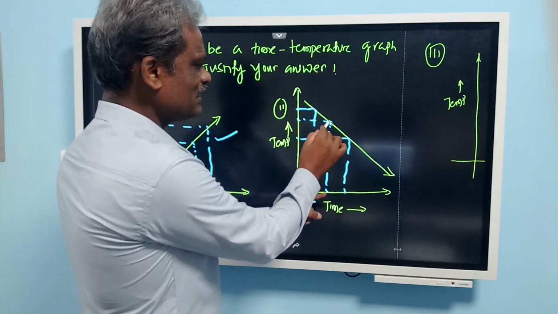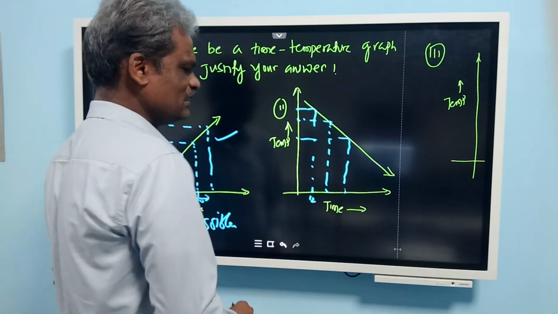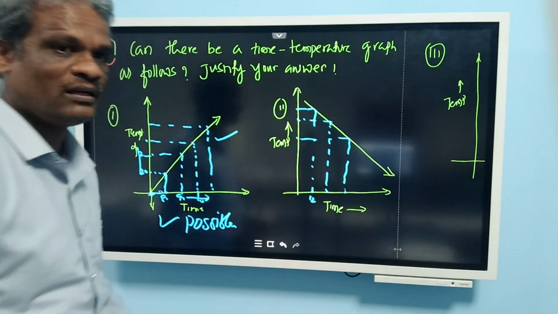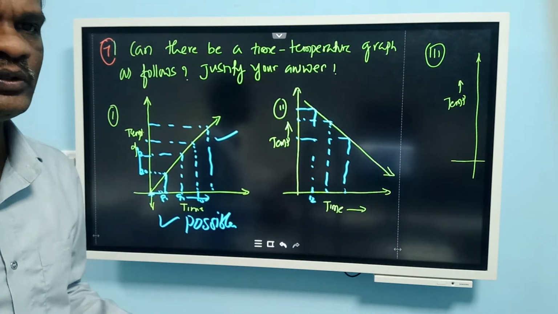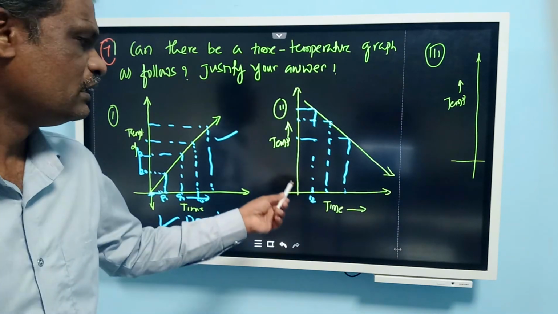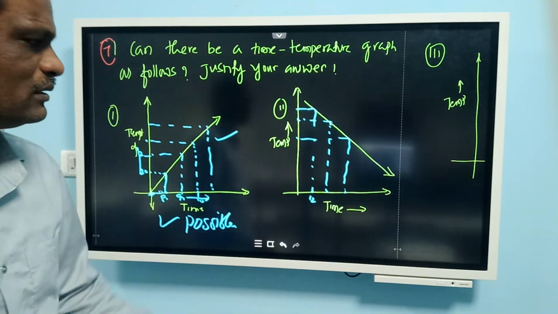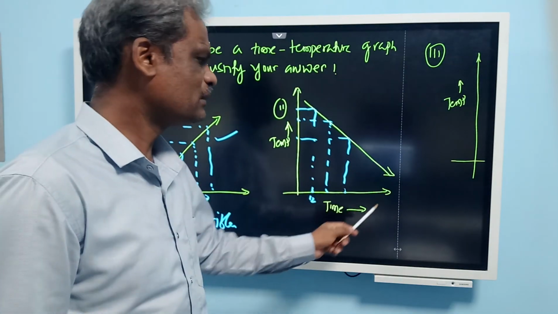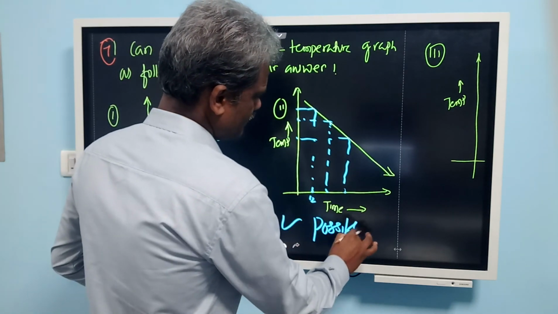As the time increases, it is coming down, you see, the graph is coming down. So as the time increases, temperature is decreasing. It is possible. So noon to evening you can see, it will be maximum around 12 o'clock at noon, then in the afternoon it keeps on decreasing till the evening. So then it is possible. This graph is also possible.